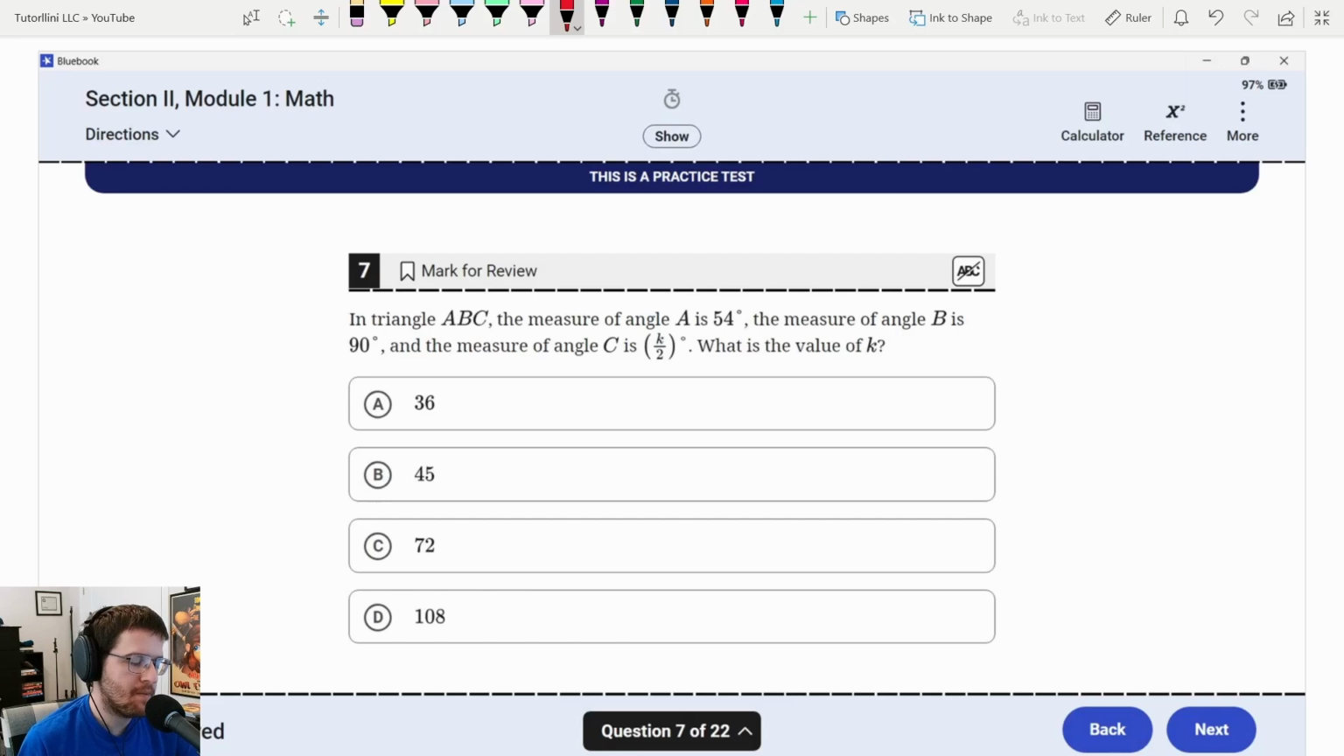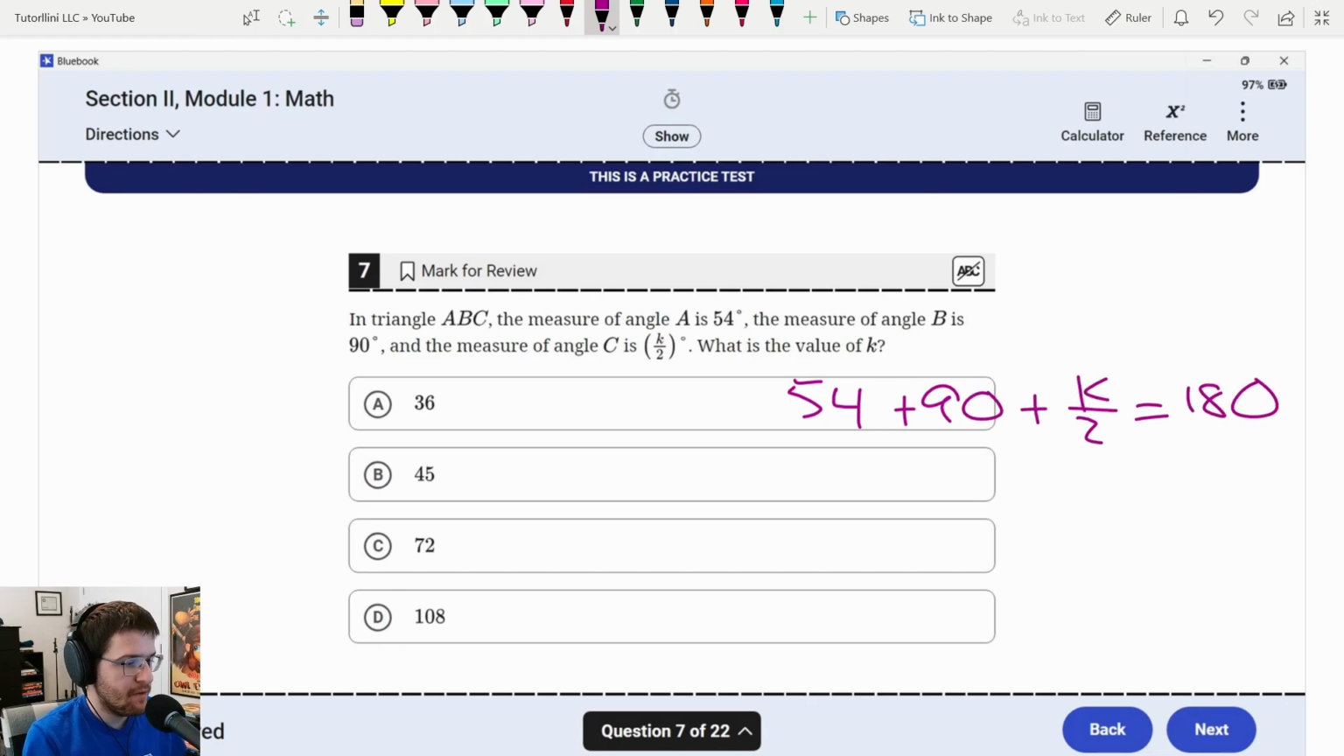Okay, question 7. The interior angles of a triangle must add up to 180 degrees. So I can add all these up. So 54 plus 90 plus k over 2 is equal to 180. 54 plus 90 is 144. 144 plus k over 2 equals 180.